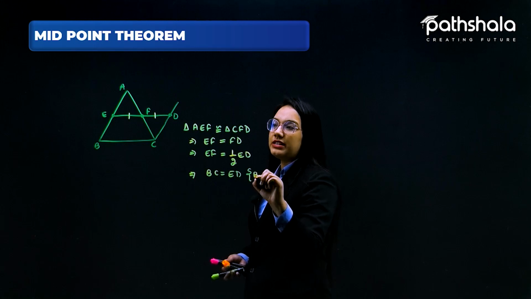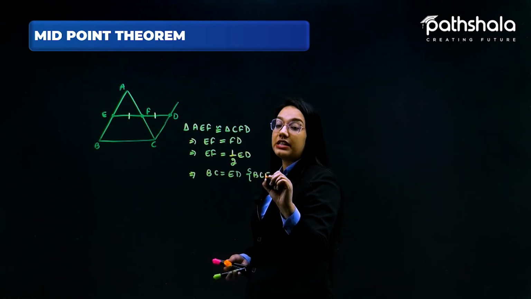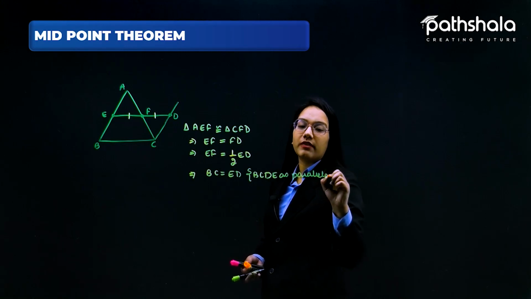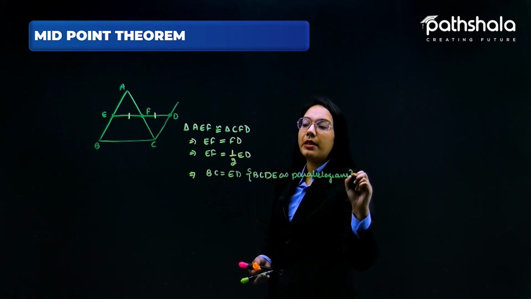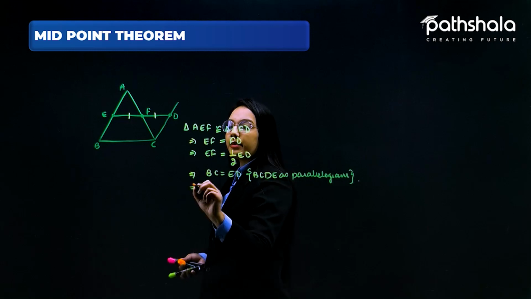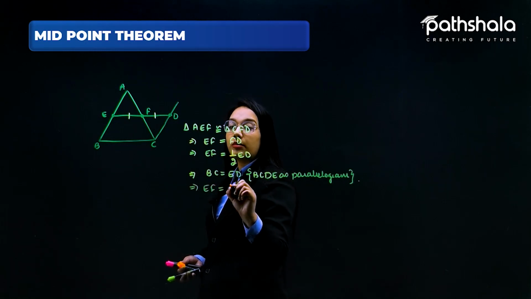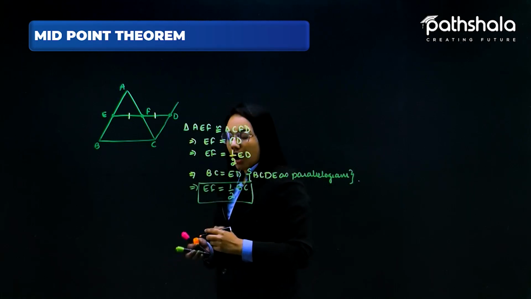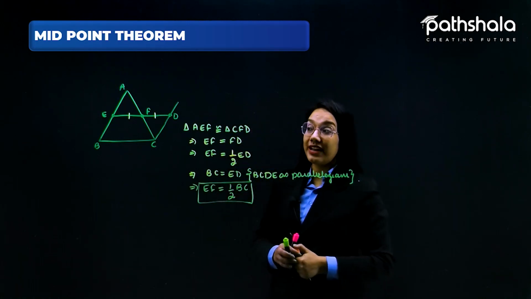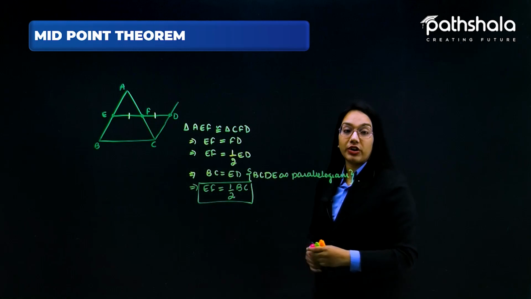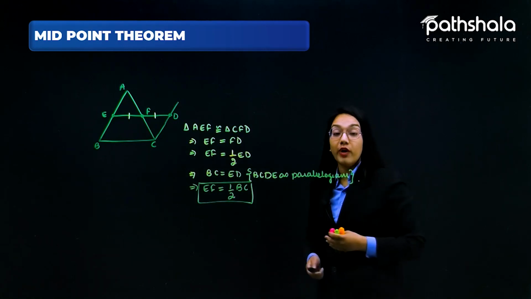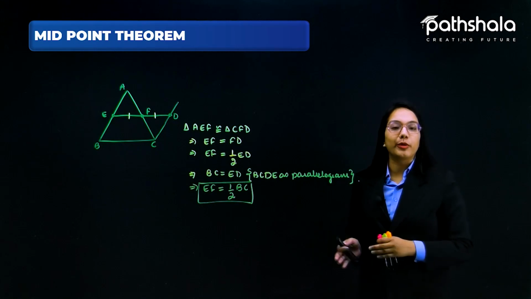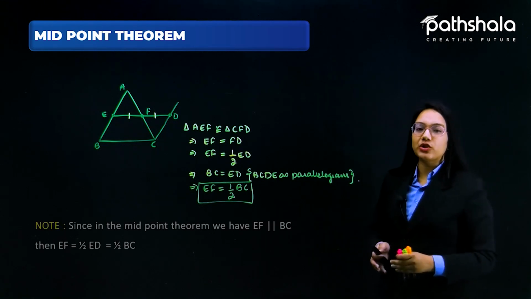If we have BCDE as a parallelogram, then BC is equal to ED. It implies that EF is half of BC. EF is half of BC, which is a really important concept here, because it will help us prove many such questions related to the midpoint theorem and its converse. So this is a very special note.